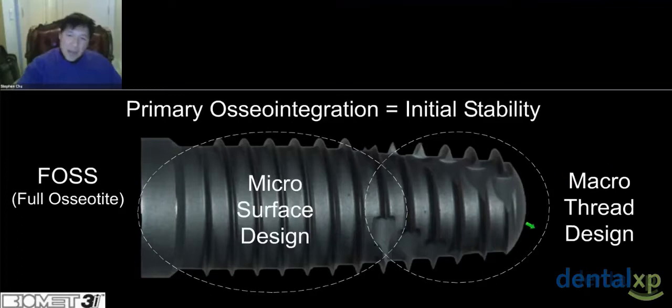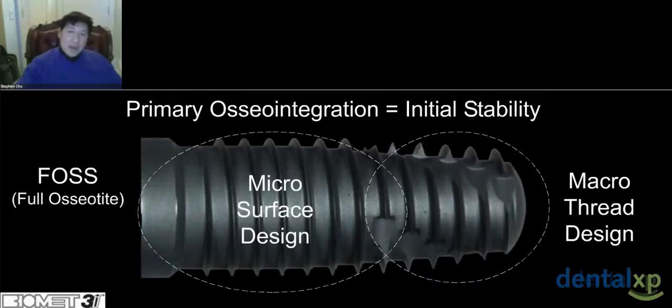Always look at the macro thread design, and this is Biomet's implant. They have the Prevail implant, and they have certain other implants, but they have a very nice aggressive thread design. When you're talking about secondary osseointegration, then look at the microsurface, which would be their osseotite surface. This happens to be a full osseotite surface, or the FOSS surface. And of course, nowadays, we're always looking at platform switching as a critical design element associated with good implant design. So again, this is one of the features that you would look for in an implant.